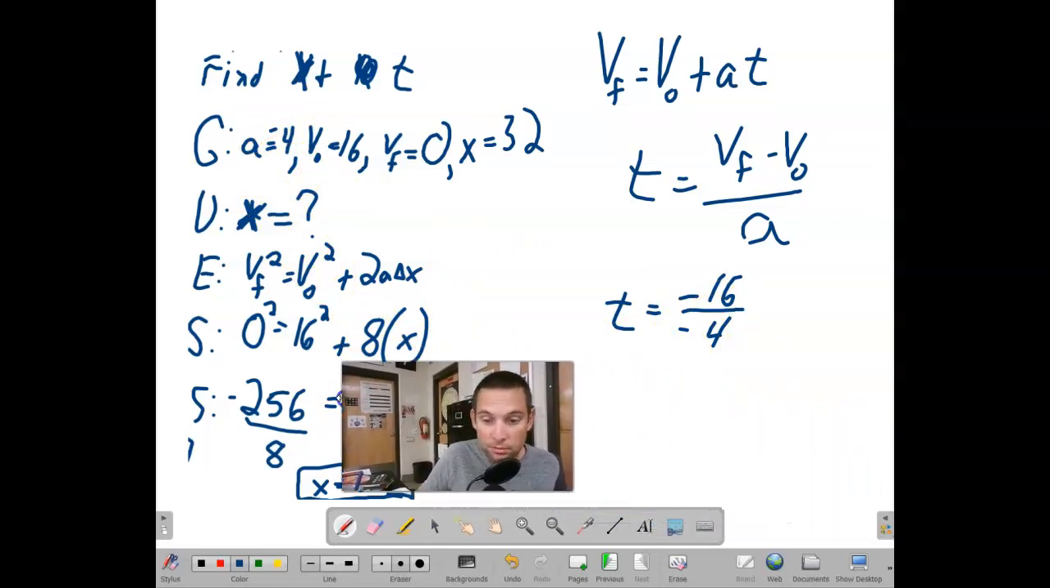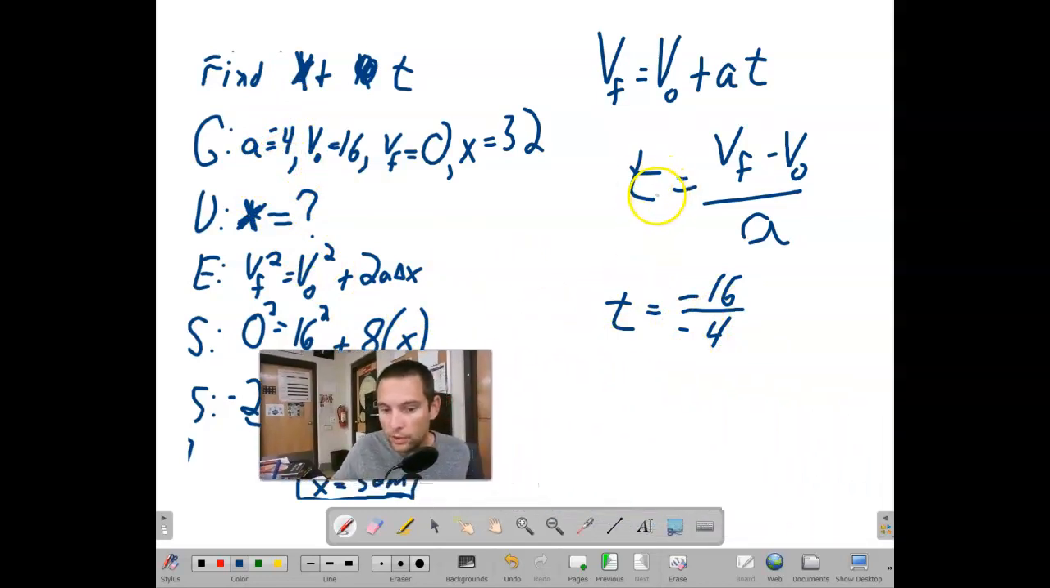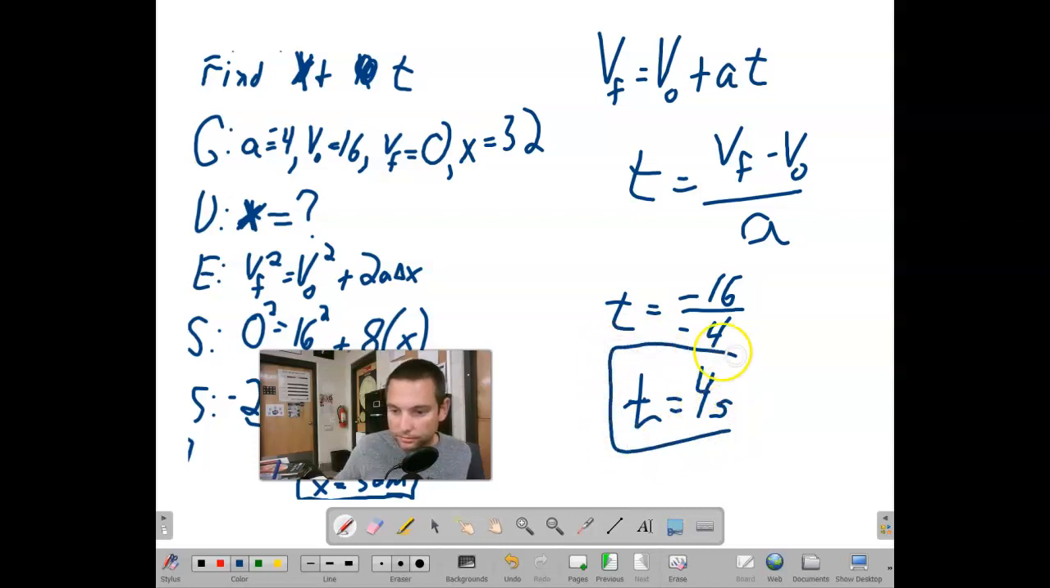I knew that was a mistake. Well, I knew it was a mistake I was going to make. But I also knew that it was a mistake because if I did not have a negative 4 on the bottom, then that would give me a negative time. You can't have negative time. So t equals whatever negative 16 divided by negative 4 is, seconds. That's it. A lot of work, I know, but good exercise in thinking. Good job.